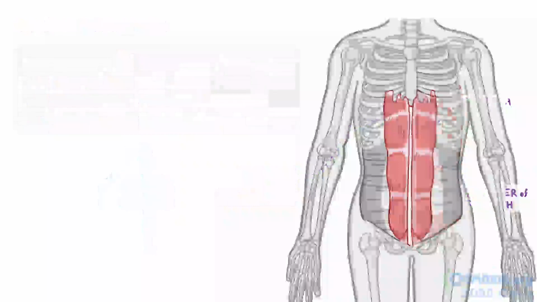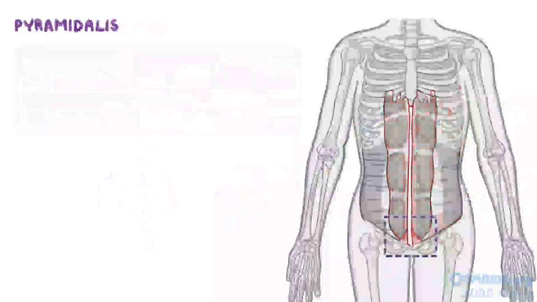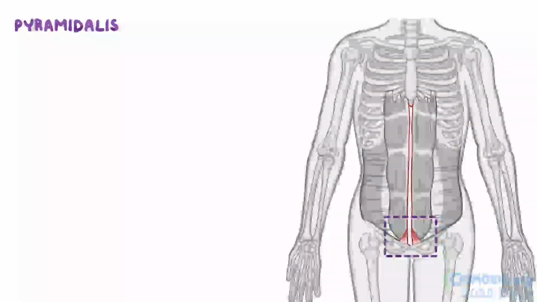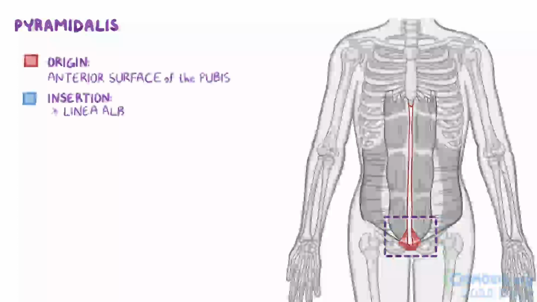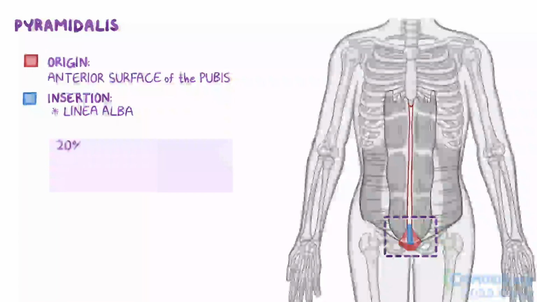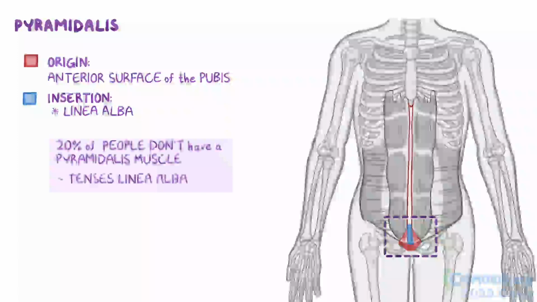The second vertical abdominal muscle is the pyramidalis muscle, which is a smaller, triangular, or pyramidal-shaped muscle. It lies anterior to the lower portion of the rectus abdominis and originates on the anterior surface of the pubis and inserts at the linea alba. Interestingly, up to 20% of people don't have a pyramidalis muscle, but luckily it is not a critical organ, considering its only function is to tense the linea alba.